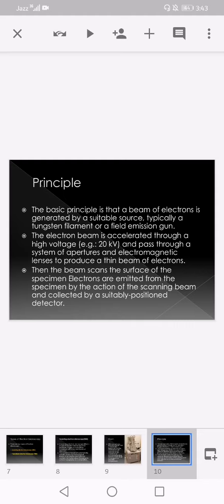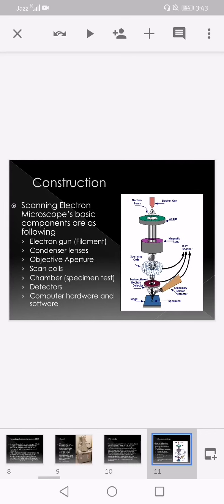Principle. The basic principle is that a beam of electrons is generated by a suitable source, typically a tungsten filament or a field emission gun. The electron beam is accelerated through a high voltage, that is 20 kilovolts, and passed through a system of apertures and electromagnetic lenses to produce a thin beam of electrons. Then the beam scans the surface of the specimen. Electrons are emitted from the specimen by the action of the scanning beam and collected by a suitably positioned detector. Here's a diagram of scanning electron microscopy.